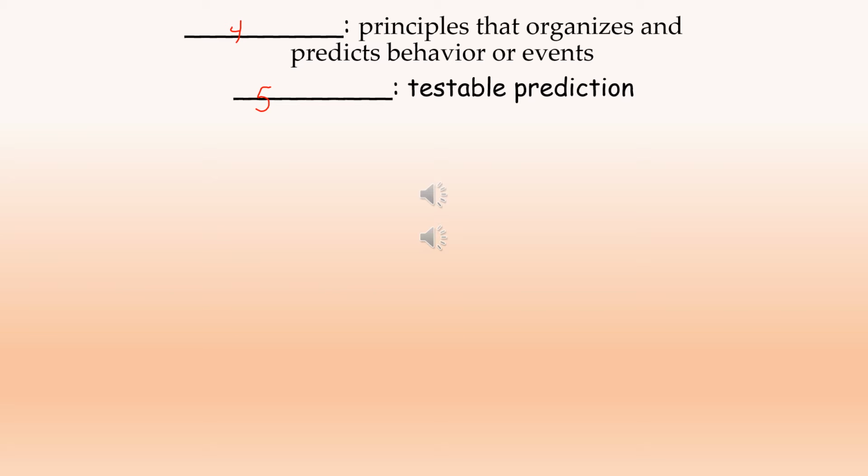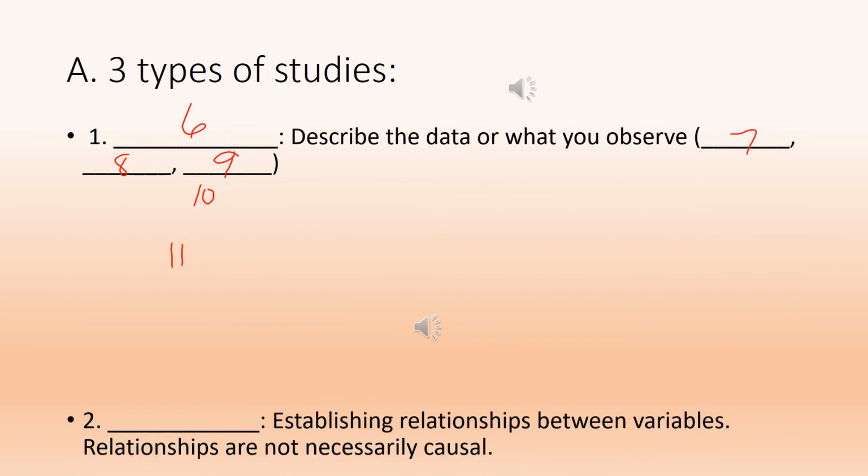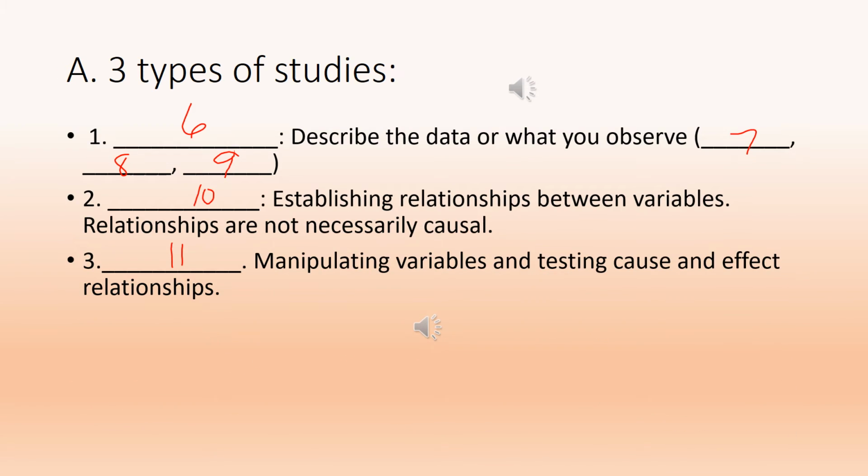Number 4 is a theory, and number 5, hypothesis. Number 6, this is a type of research study where you're just gathering data, gathering information, you're observing. And there are 3 types of this method. Again, you can pause if you need more time. Number 7, this is an in-depth look at one person or a group of people.